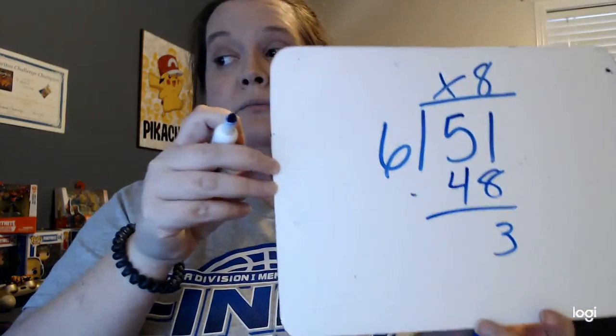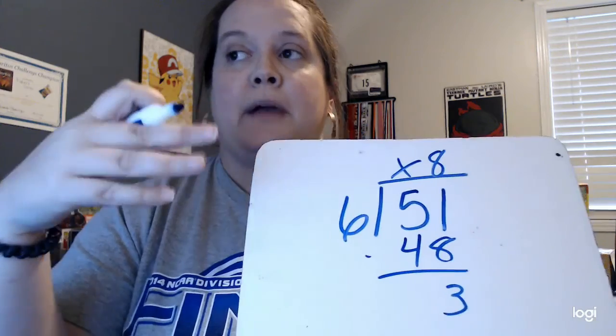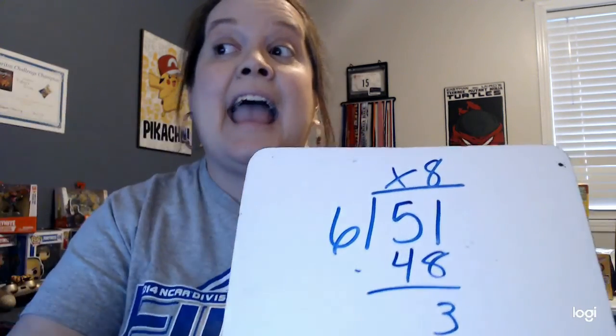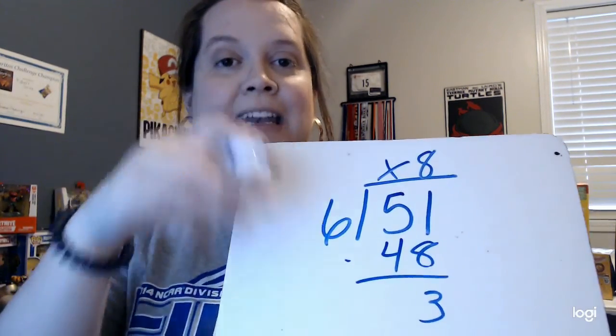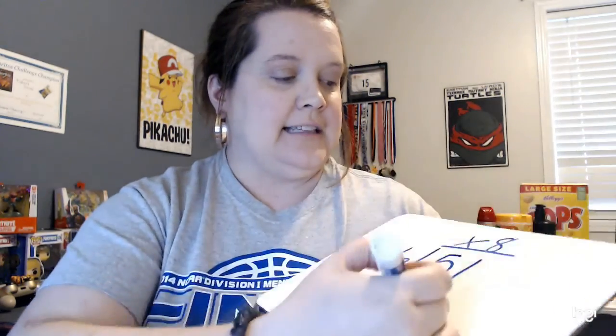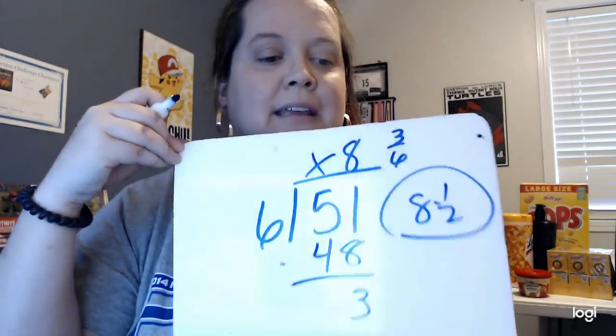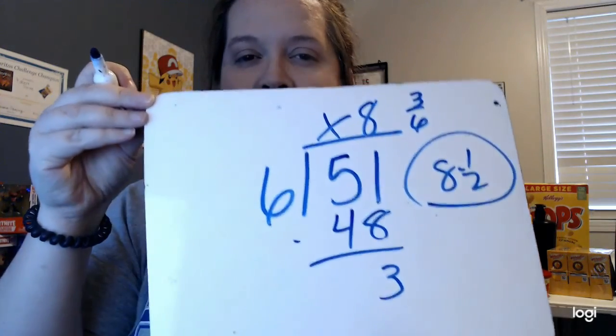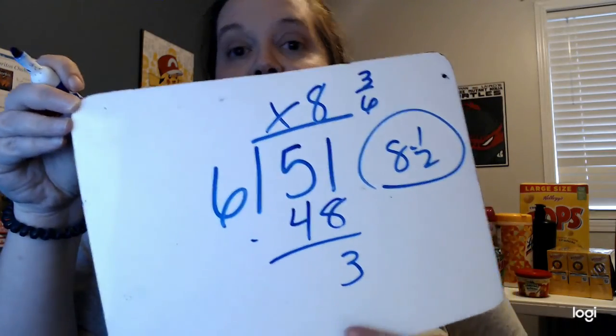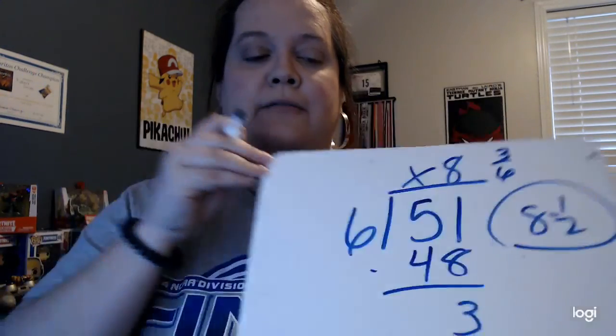Okay, so I'm going to subtract 48 and get 3. Now, a lot of you could say it's 8 with a remainder of 3/6, or 8.5, which is actually very true. It is 8.5, because a lot of you are going to say that's 8 and 3/6. And you're going to simplify and say, hey, that's 8.5. So each letter in my name has an average point value or number value of 8.5.